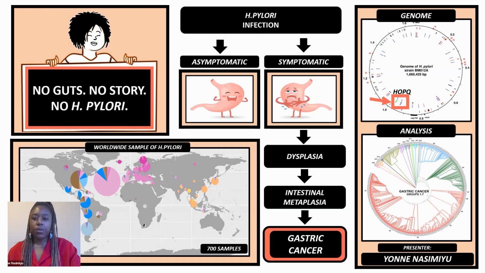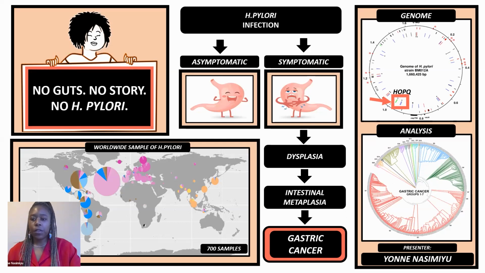What makes this bacterium so unique is that once the bacteria infect the stomach, some people do not experience any symptoms, while others develop symptoms that can be so severe that they lead to gastric cancer. The overall research question was to investigate and determine why and how an individual's health can change from asymptomatic to symptomatic. I'm participating in a study conducted by the US National Cancer Institute, and 700 samples were collected worldwide. This is the largest study in the world on this topic.